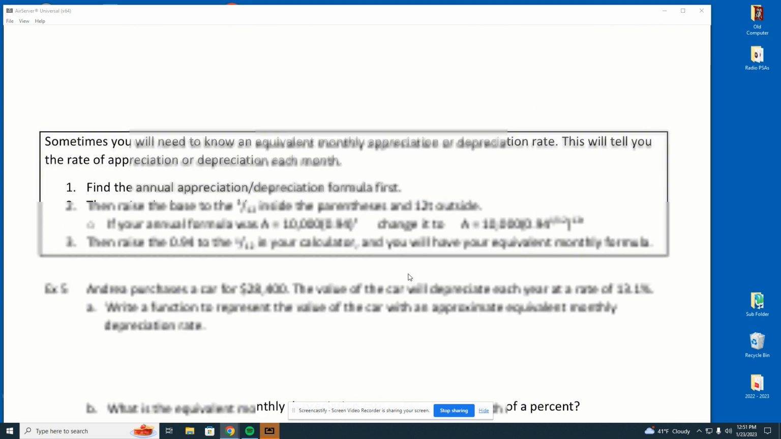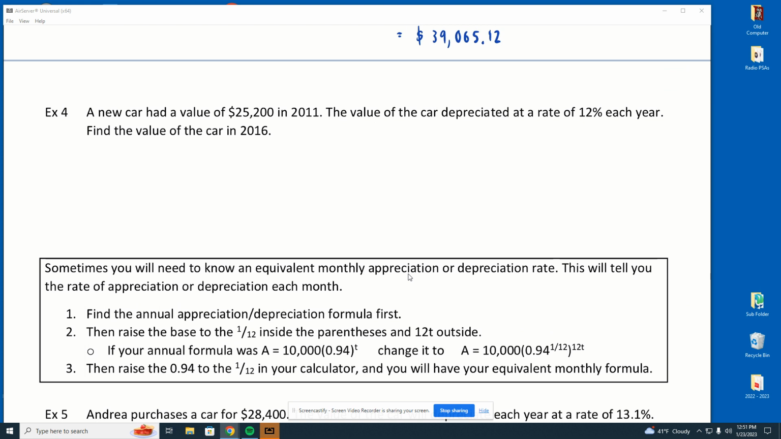All right, next problem. Let's go ahead and knock it out. A new car had a value of $25,200 in 2011. The value of the car depreciated at a rate of 12% each year. Find the value of the car in 2016. All right, so we're just actually solving. They didn't ask me to write the equation, just solve it.